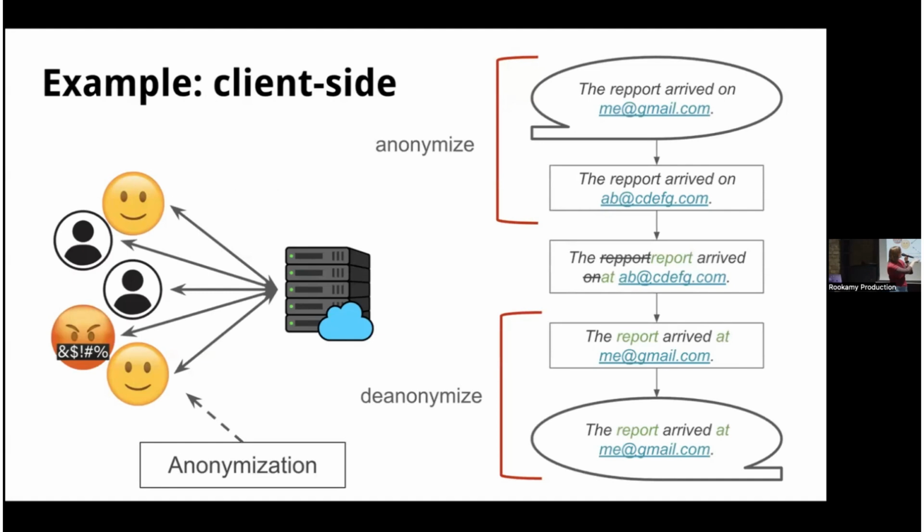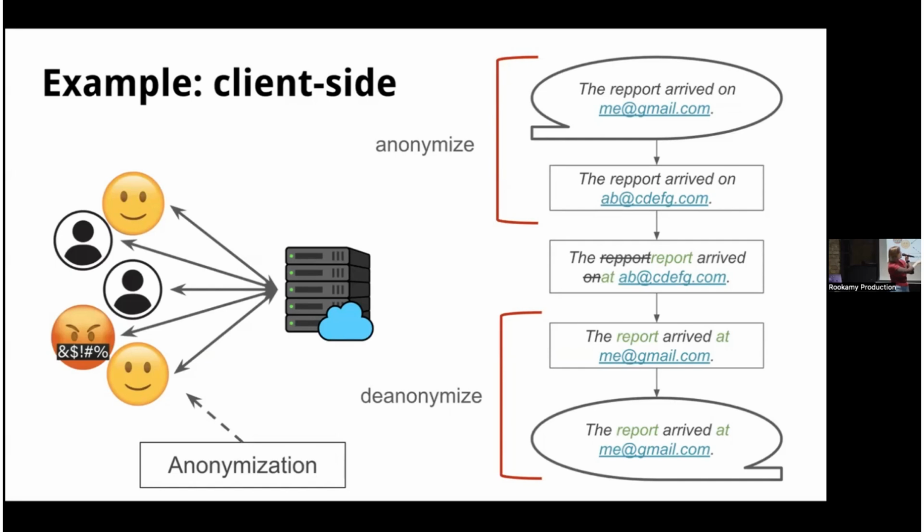So we anonymize and de-anonymize on the phone. The user wrote a sentence, the report arrived on me at gmail.com, and the sentence has some errors. So what we do, we first anonymize the email, right? And we keep the mapping somewhere on the user side. After we anonymized it, we send the sentence to the server for it to correct errors.